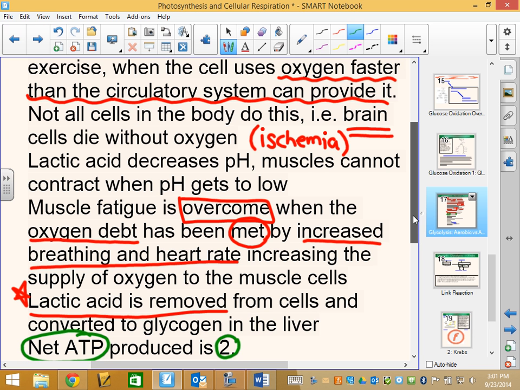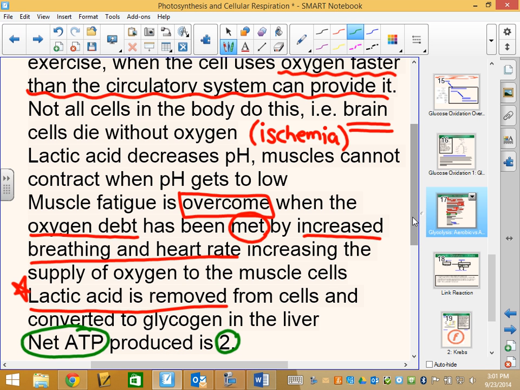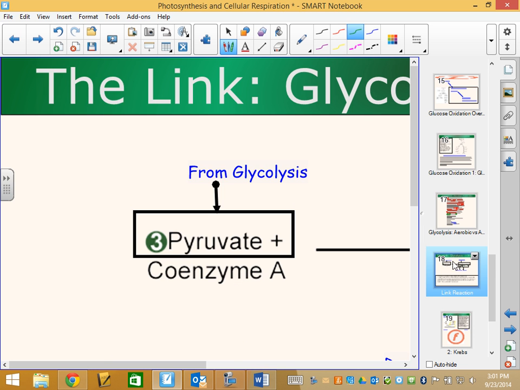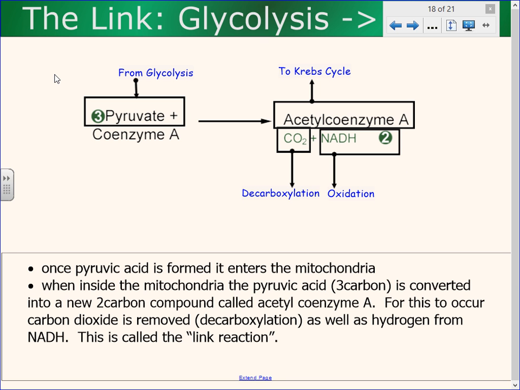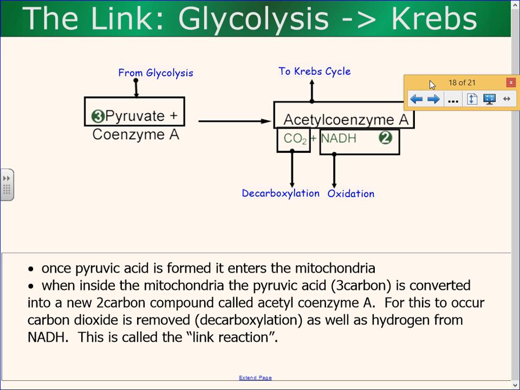So here's what we need to talk about then. We need to talk about what happens when I do have oxygen. So if I do have oxygen, here's the next step. If I do have oxygen, what happens next is what we call the link. Something has to happen between glycolysis and the Krebs cycle before I can continue on. I alluded to it before, but here's what's happening.